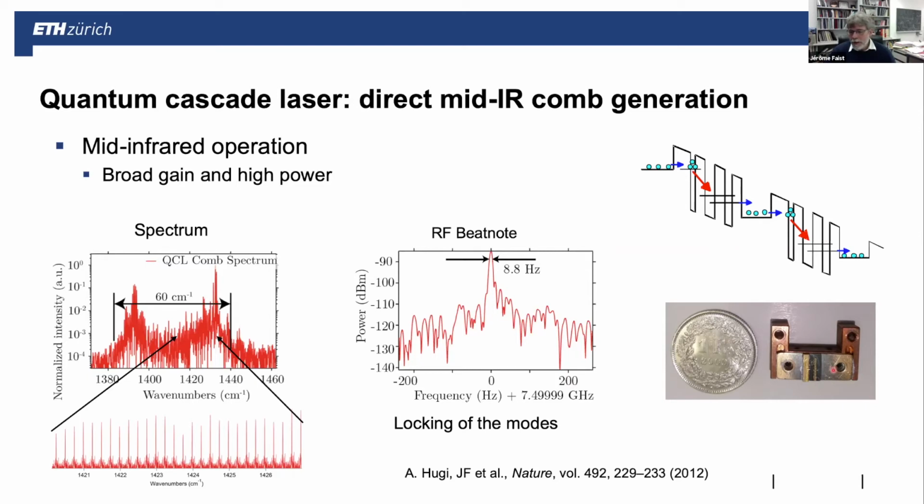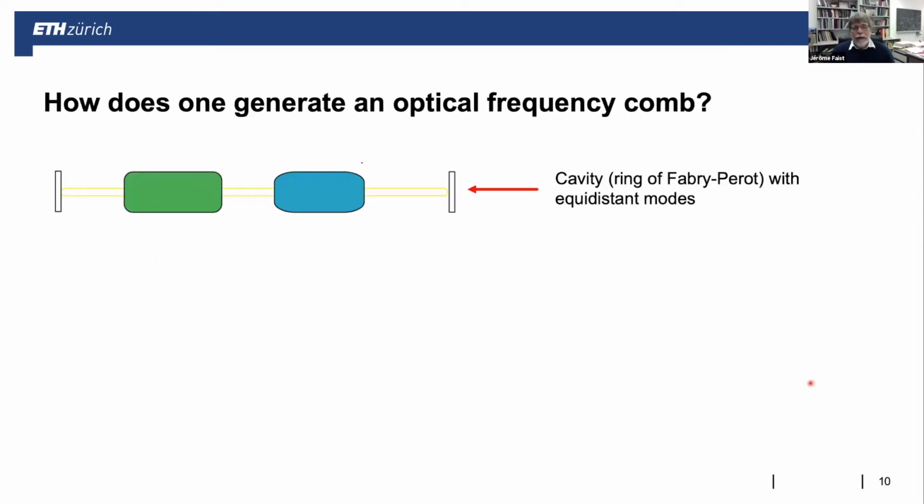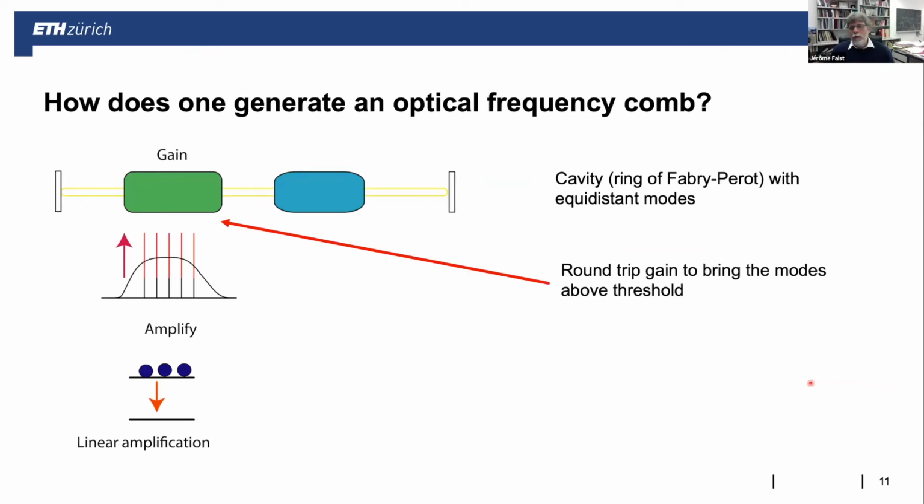So a QCL comb looks just like this example here, a 6 millimeter long Fabry-Perot device soldered onto a copper submount. Now, if you go inside, why does it behave as a comb? To have a comb, you basically need to start with a cavity that has modes that are pretty much equally spaced. Then you need to provide gain, so you generate light and amplify those modes. But of course, if you just had gain and nothing else, there's nothing that would force those modes to lock together.